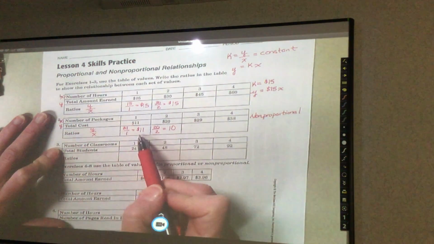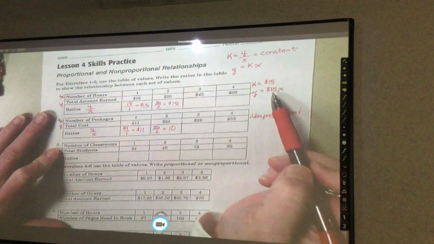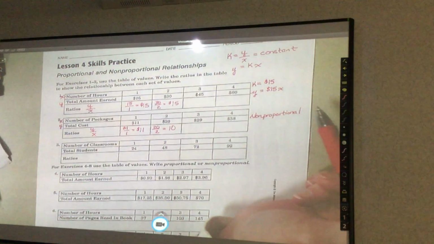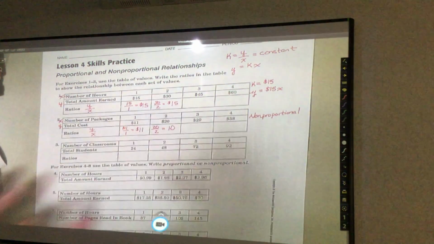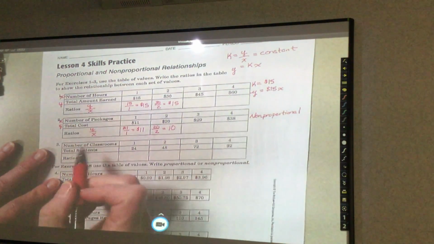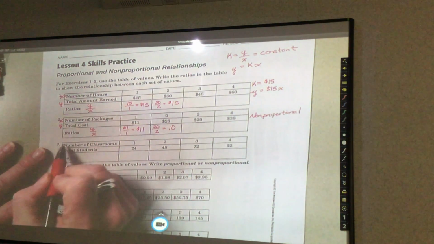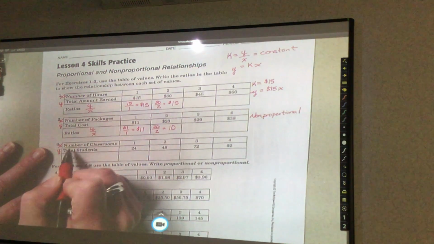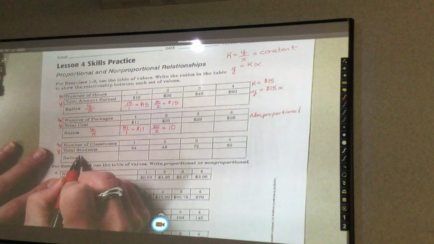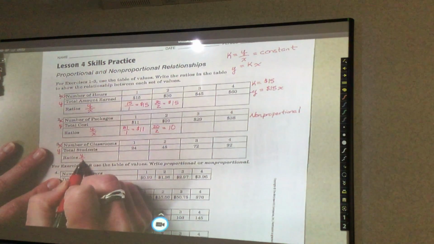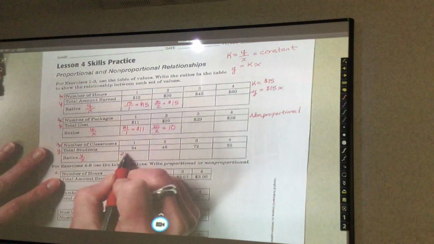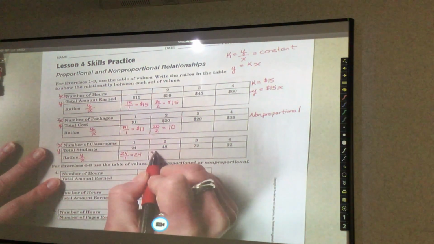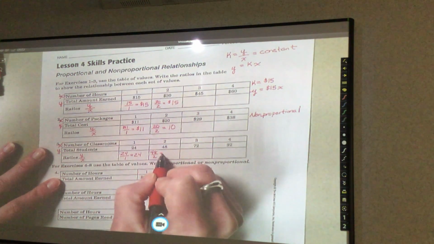If it does not have a constant, if I can't write an equation, it's not proportional, so you have to write non-proportional. Then we get number of classrooms to the total number of students. It should be X, Y, students per classroom. So my ratio is Y over X. So 24 over 1 is 24. 48 over 2 is 24.